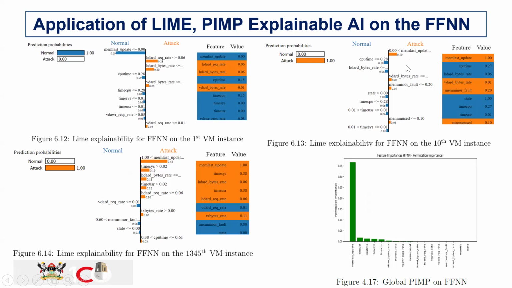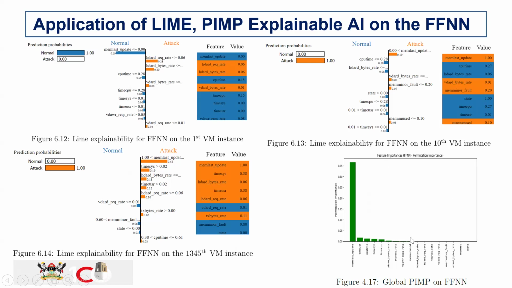Memory last update. Even this one, it is attacked. This VM instance is 1,345 VM instances attacked. And these are the important features that demonstrate that this VM is attacked. That's the last update, time sys, time user, HDAT byte rate, etc.